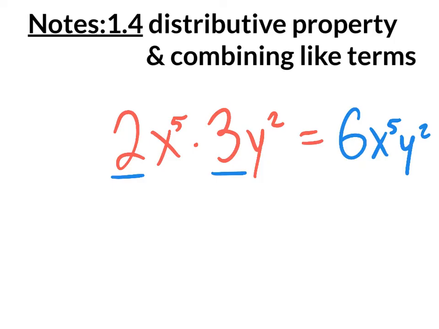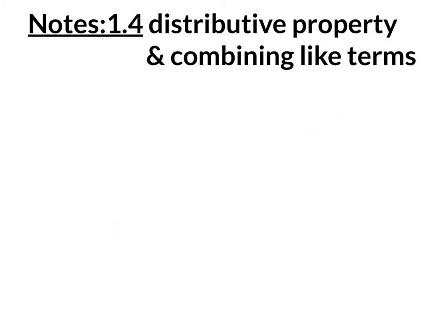Now, if I tried to add 2x to the 5th plus 3y to the 2nd, I cannot do that. Those terms are not alike. It's like me trying to add 2 markers with 3 erasers. Can't do that. You guys with me? Okay, so you can't do that. In order for you to be able to combine, the terms have to be alike.